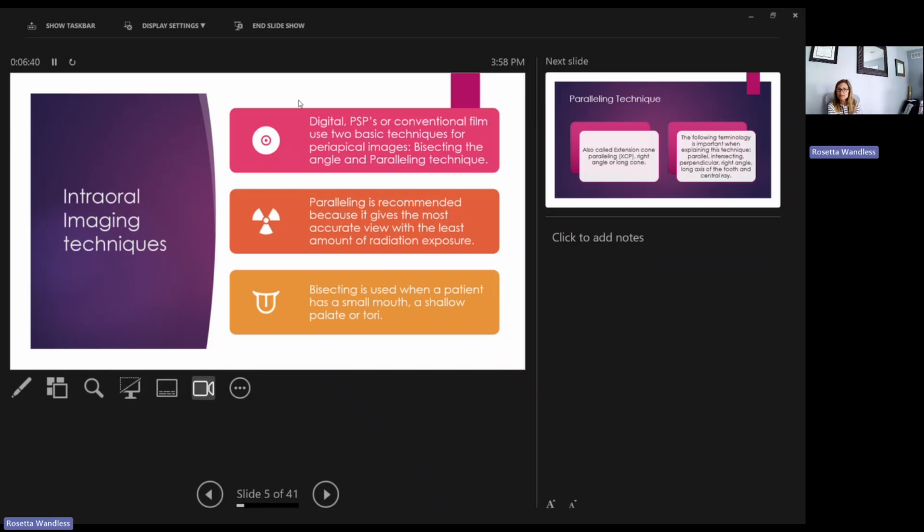There are two basic techniques that we talked about the other night: paralleling technique and bisecting technique. Paralleling is always going to be recommended because it gives the most accurate view with the least amount of radiation exposure, meaning the least amount of mistakes or redos, exposing the patient to unnecessary radiation for our errors. Bisecting is used when a patient has a small mouth, a shallow palate, or tori, as well as children.